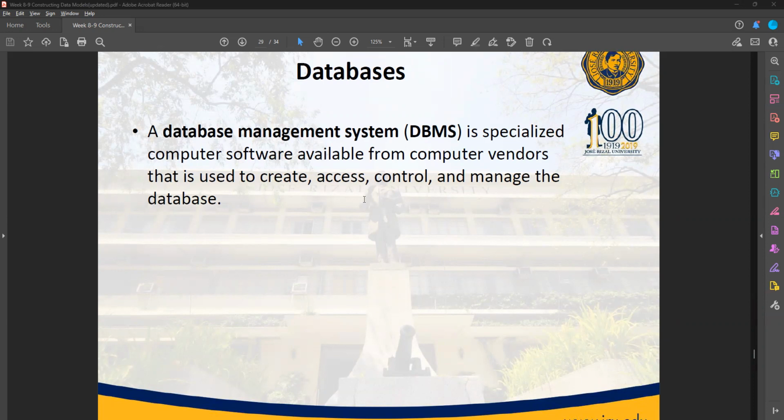Okay? You know, that's one of my diligent students in the past, Eileen. So a database is an organized collection of data. The definition that we have there: the DBMS is a specialized computer software available from computer vendors that is used to create, access, control, and manage the database. But let us discuss the database, which was taught in the past. It is an organized collection of data that is stored and accessed electronically.